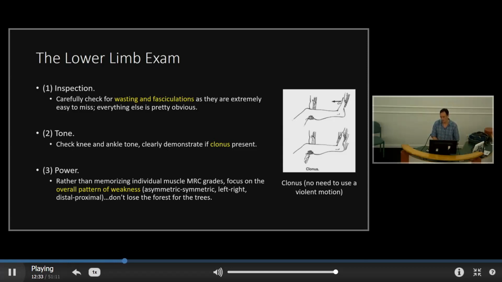Just determine, is the weakness yes or no? Good, okay. If there is a weakness, is it asymmetric or symmetric? Is it more on the left, more on the right, basically? Is it proximal or more distal? This is the important stuff. So don't lose the forest for the trees because, of course, distal versus proximal weakness is going to change what you're thinking. Distal would be more likely neuropathy, proximal more likely myopathy. There's overlap, right? But generally, this is what is useful in the power exam.